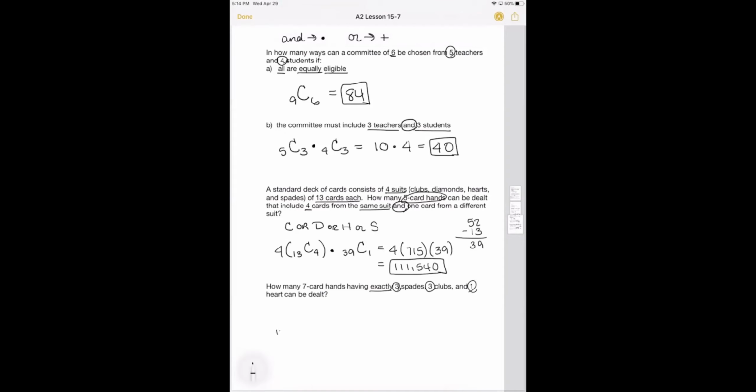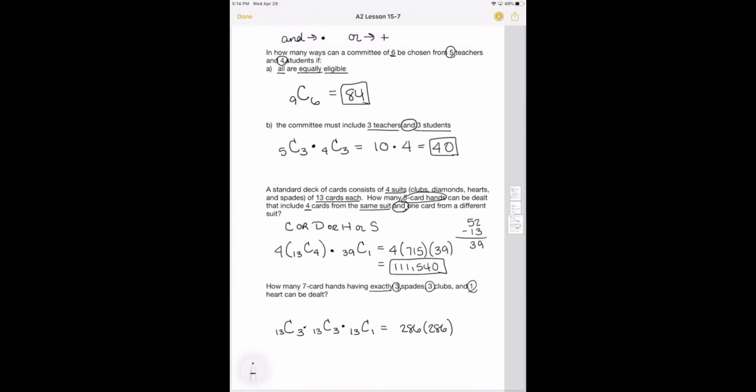Out of 13 cards that are spades, I'm going to select 3. I want a group of 3 spades out of 13. And out of 13 clubs, I want 3 clubs. And out of 13 hearts, I want 1 heart. So let's go ahead and choose that. Oh, I did that wrong. Okay, 13 choose 3. I've got 286. And then I'm going to repeat that because that's going to be the same thing for the clubs.